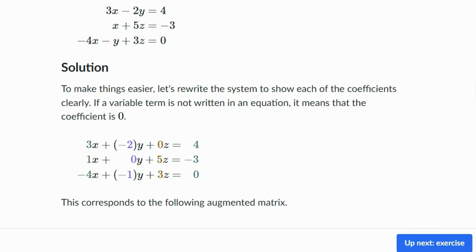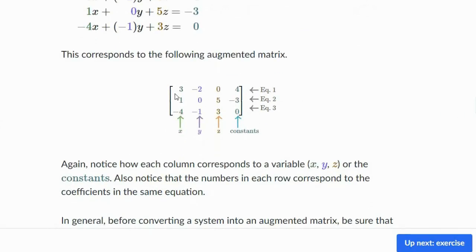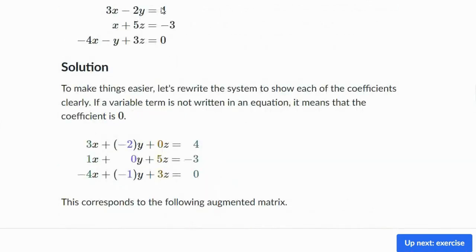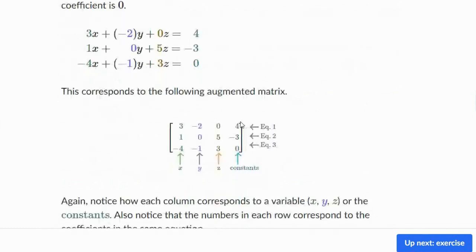So when we turn this into a matrix, it's 3, negative 2, 0, 4 because this is the z column. And that first equation didn't have a z. But in our matrix, we can only put z's in that third column. We can only put y's in the second column. So we've got to put a 0 because this was x plus 5z equals negative 3. So that's correct for the second row because that's the equation. But there shouldn't be a number in the y column. It's a 0.